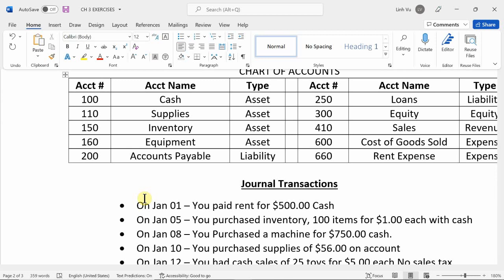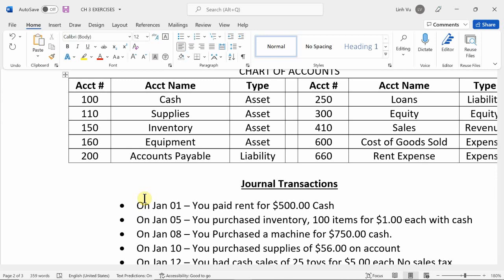So let's go ahead and step 4, use the chart of accounts. In this case, do I have a rent account? Yes, I do. Rent expense, account number 660. Do I have a cash account? Yes, I do. Account number 100. Okay? So then step 5 says use and determine the debit and credit system.